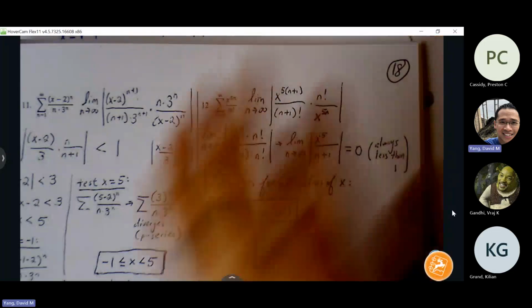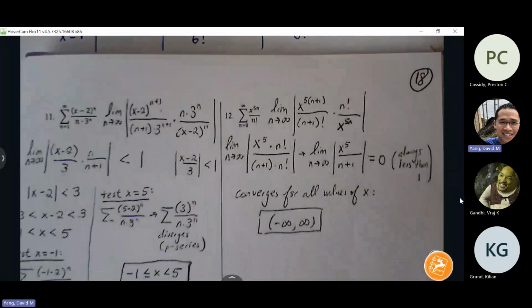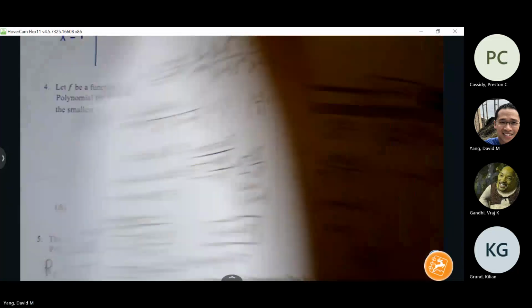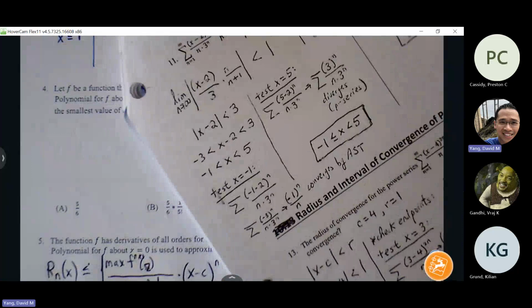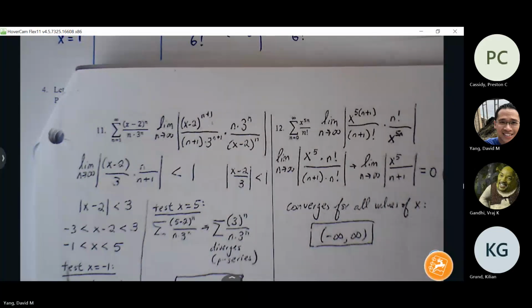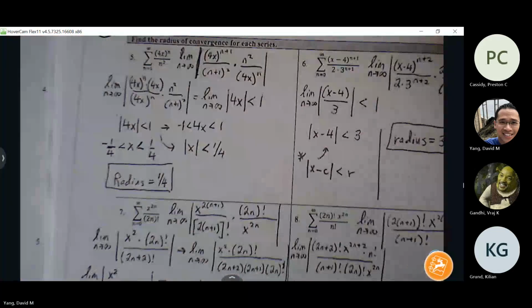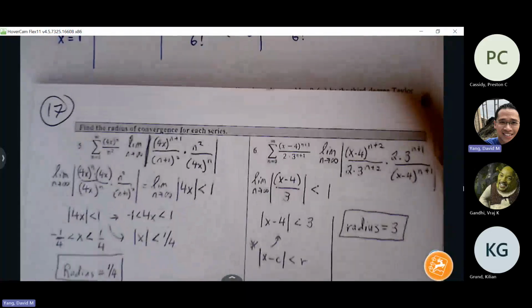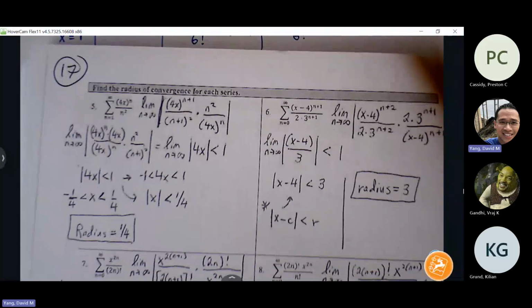Okay, so those are all the possibilities. If you want me to do a specific type of problem, let me know. I'm looking at pages 15 through 20 on the notes packet.